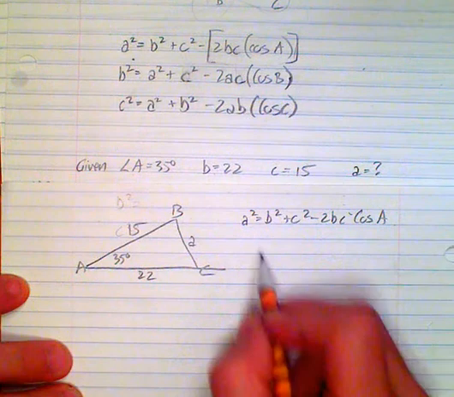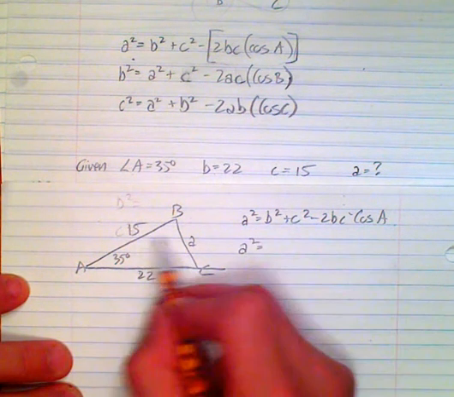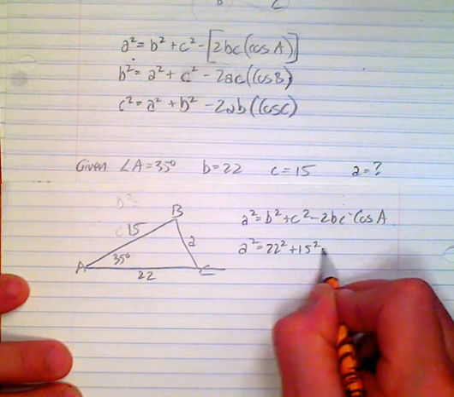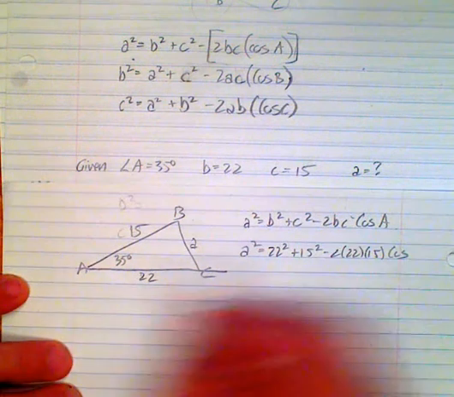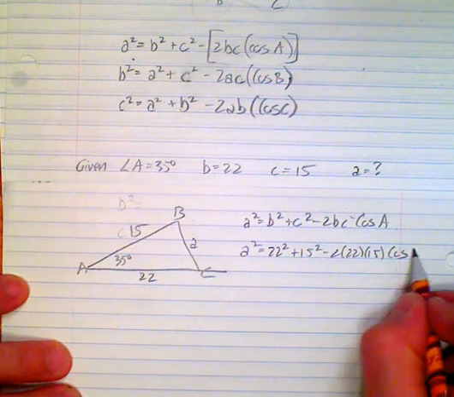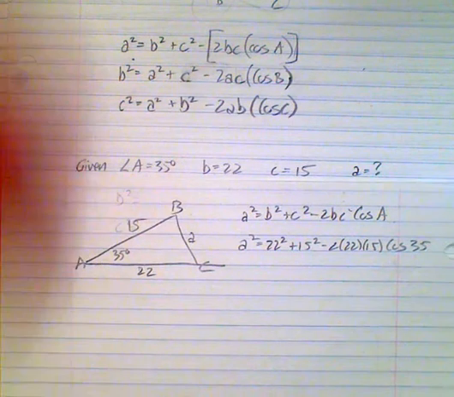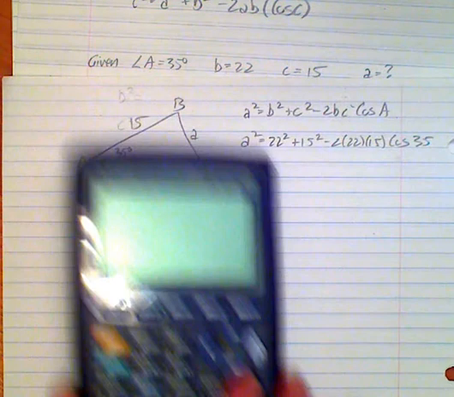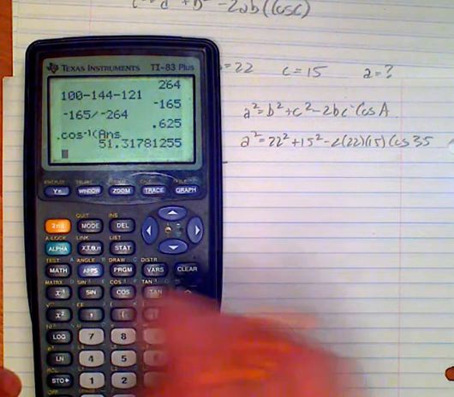Boom. Now, I don't have A, so I leave it as A squared. I have B, that's 22 squared. I have C, 15 squared, minus 2 times 22 times 15. And I even have angle A, which is 35 degrees. Okay? And now you just have to figure out how to plug that in on your calculator. If you're good at your calculator, then this is a pretty easy thing to do, because you just plug the whole thing in, right?